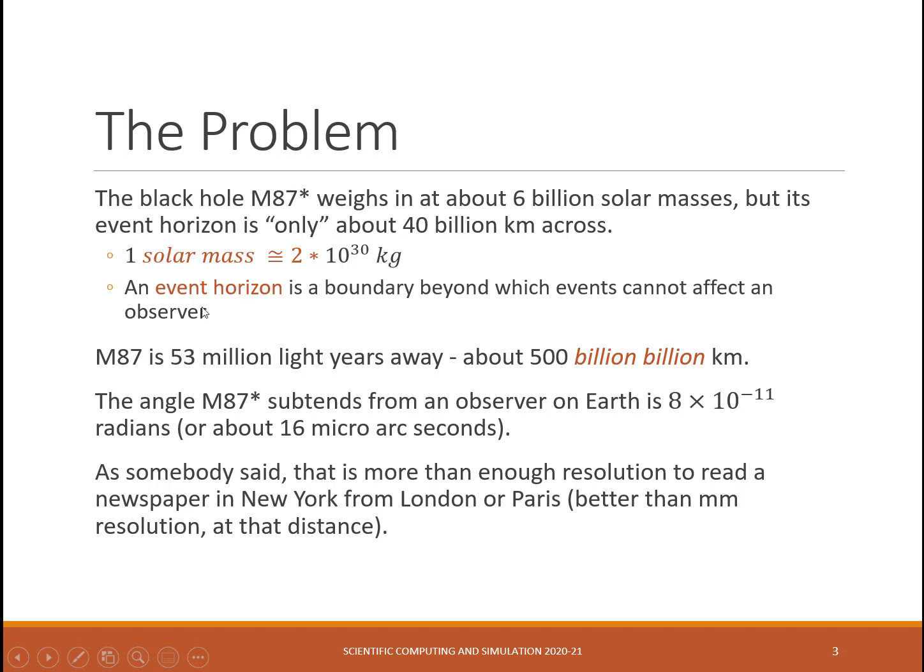In addition, an event horizon in astrophysics is defined as a boundary beyond which events cannot affect an observer. In terms of distance, the M87 galaxy is around 500 billion far away from the Earth. With these statistics, one might ask how it is possible to take high-resolution images from such a supermassive and far away target.